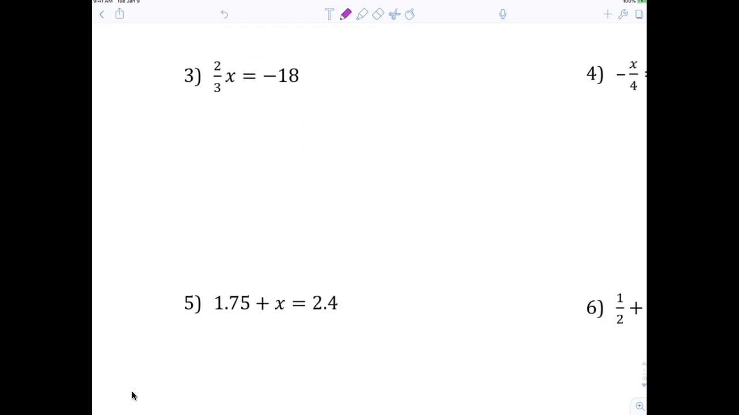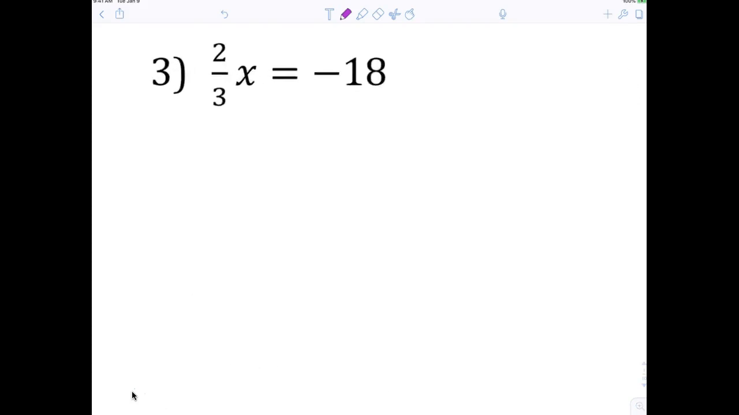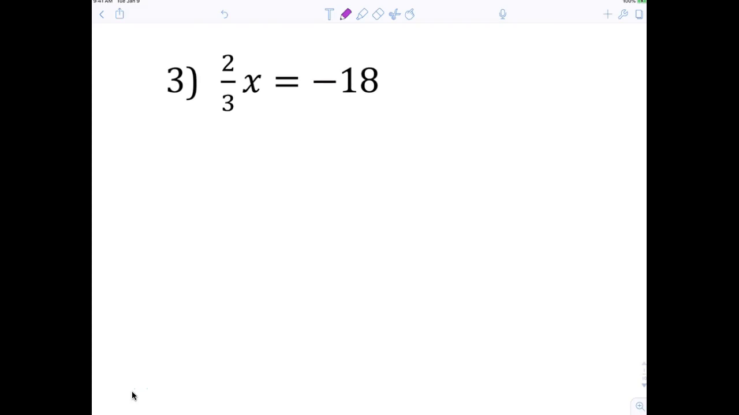How do we handle a fraction? We say we what? Multiply by the reciprocal. Thank you very much. So the reciprocal here would be 3 over 2. Now, again, the reason why we do 3 over 2 is because these do what to each other? They cancel. All right?